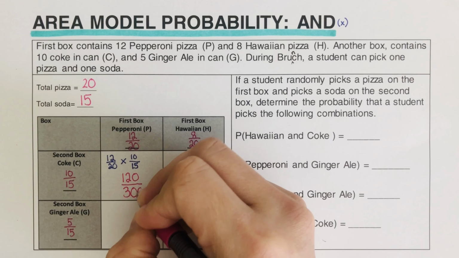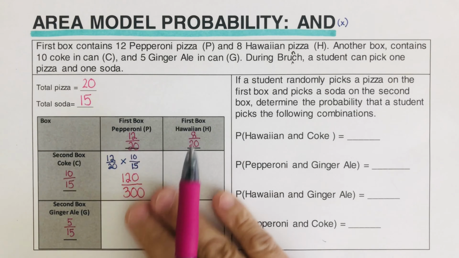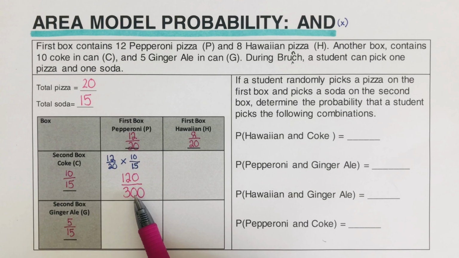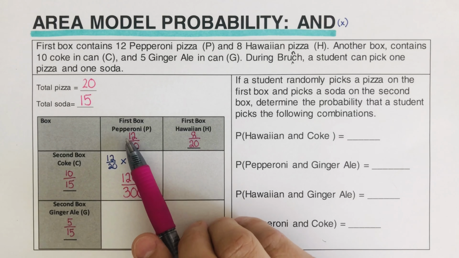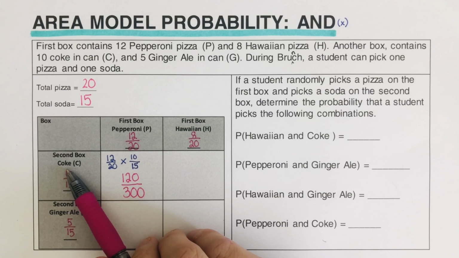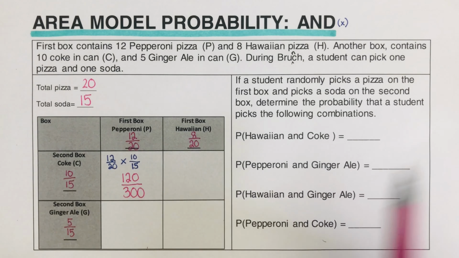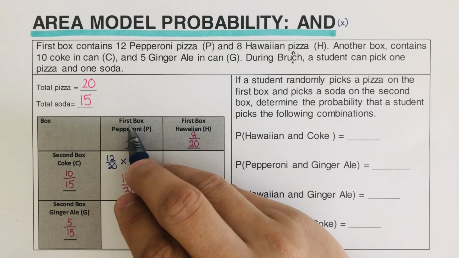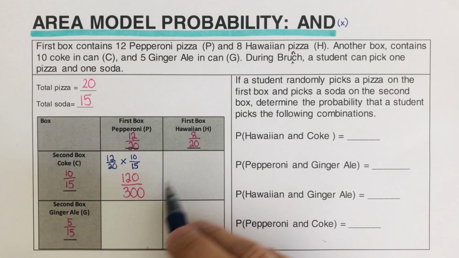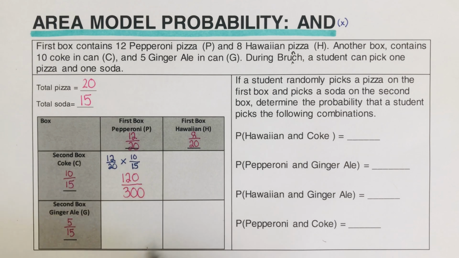And what does this number mean? If a student gets a chance to pick 300 times, 120 times of those, he's going to get pepperoni and Coke combination. Again, we're going to be reducing this in the final answer, but don't worry about it. So we will have here these three more boxes.